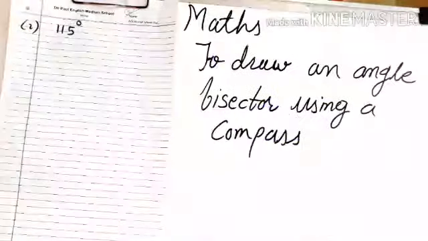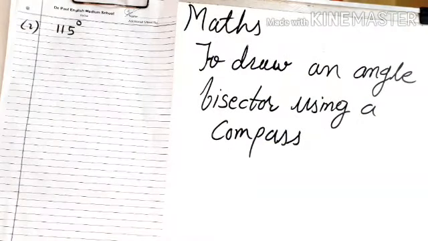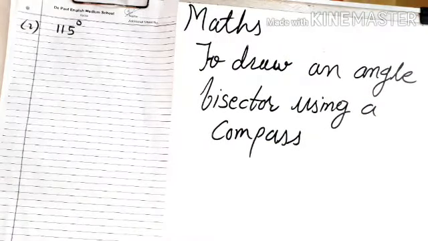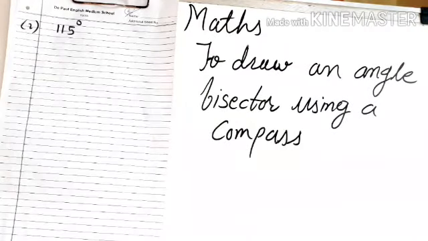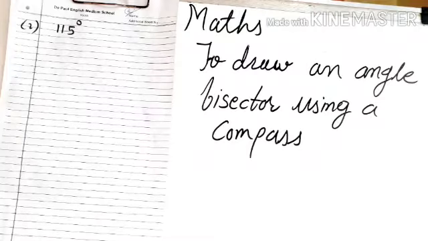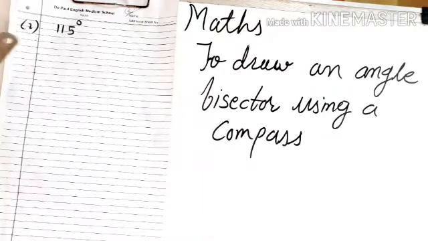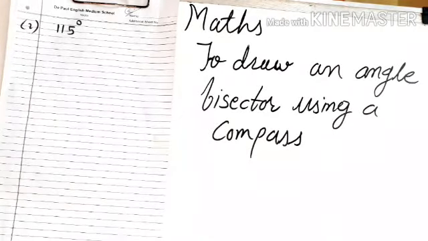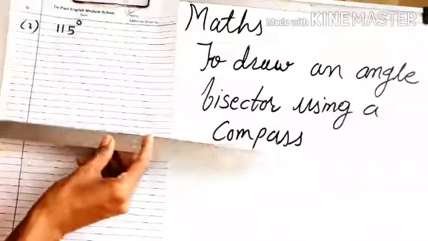Now see the second question. Now you have to draw an angle of 115 degrees. Students, can you tell me which type of angle it is? Yes, it is an obtuse angle because it is greater than 90 degrees but less than 180 degrees. So, how do we draw an obtuse angle?